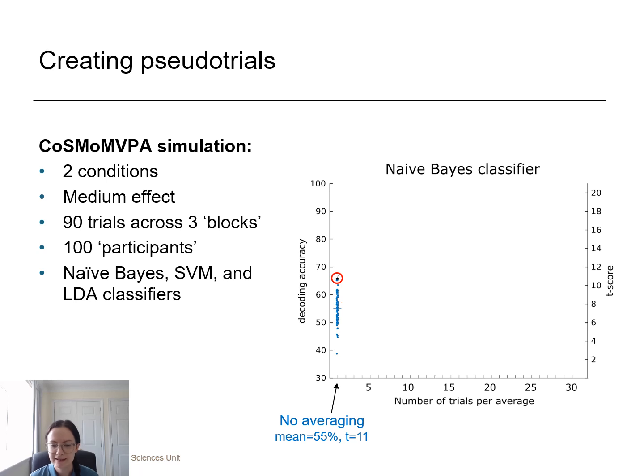What we can see here, if we plot the very first bar, each data point here is a subject. And you can see that if we don't do any averaging, we don't create any pseudotrials, with our naive Bayes classifier, the mean accuracy is around 55%, and we have a t-value of 11. So actually the decoding is okay, it's fairly good in this instance.